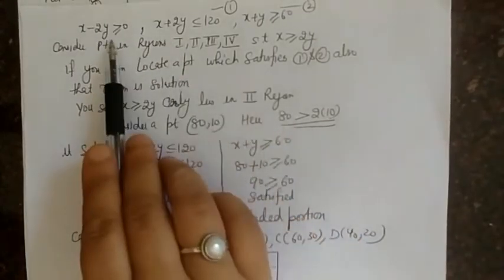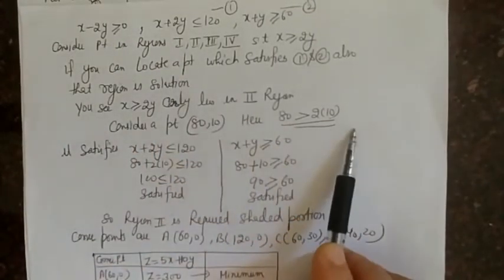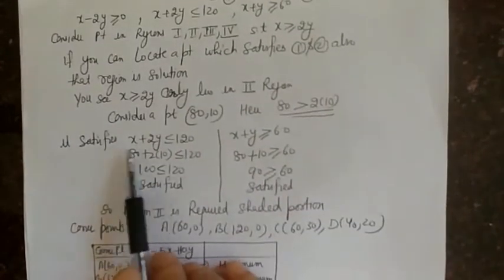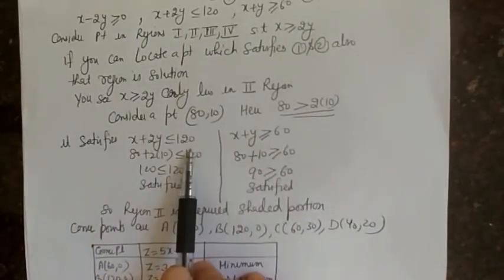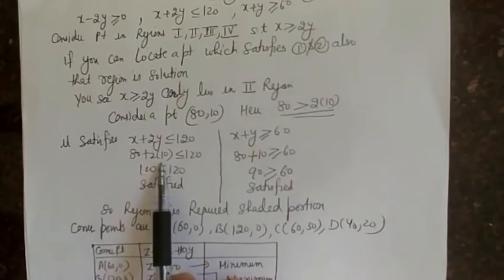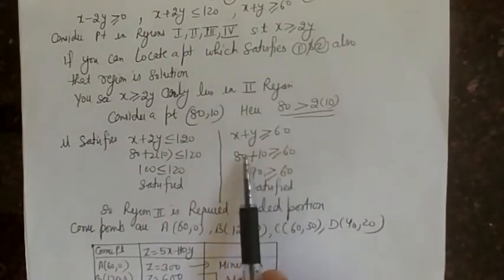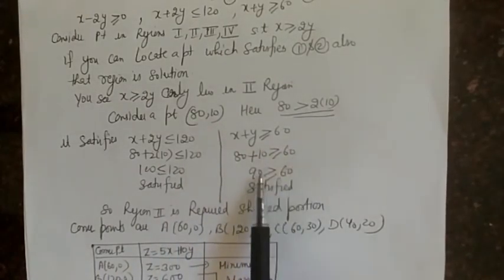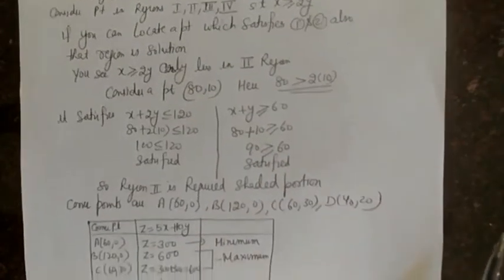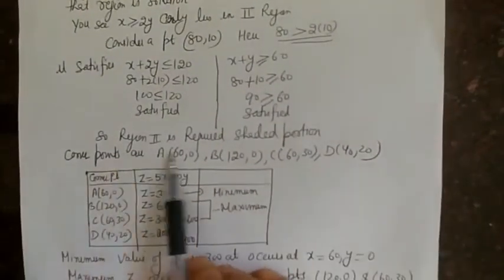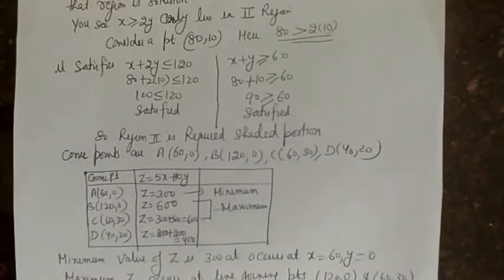Now we have taken one point, 80, 10, in region number 2 and we found that it is naturally working out for this one, that is 80 is greater than 2 times 10, and it is also satisfying x plus 2y less than or equal to 120. 80 plus 20, that is 100, is less than or equal to 120. So this is also getting satisfied. x plus y greater than or equal to 60: 80 plus 10 is 90, greater than or equal to 60. This is also getting satisfied. So we came to the conclusion that region number 2 is the required shaded portion.